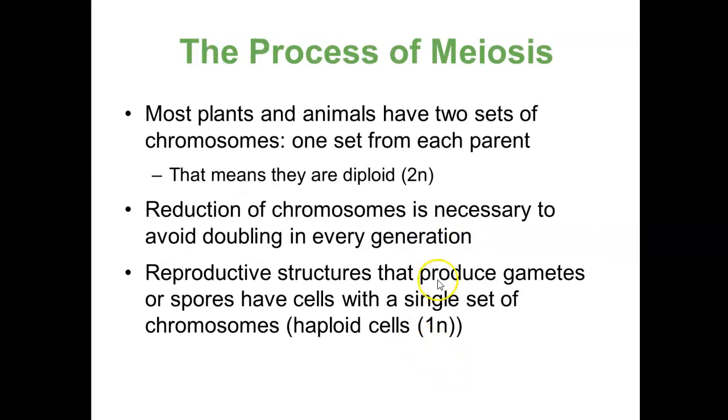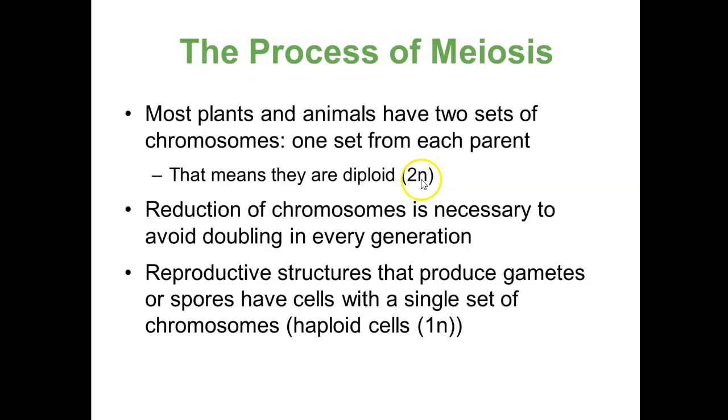All right, so for sexual reproduction to occur, therefore for meiosis to occur, you have to have cells that have two sets of chromosomes. That state is referred to as diploidy. Diploid, as in having two copies of the chromosomes.